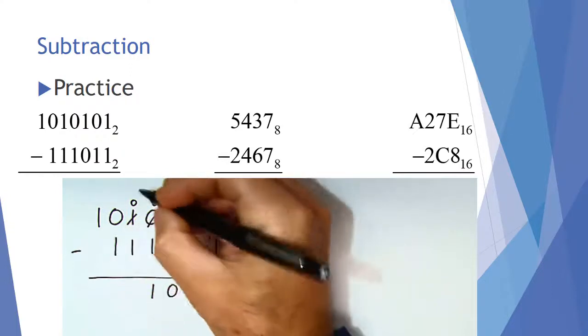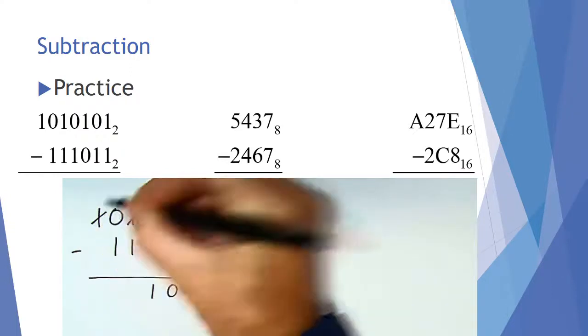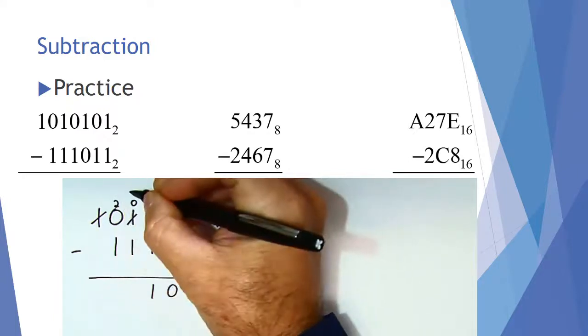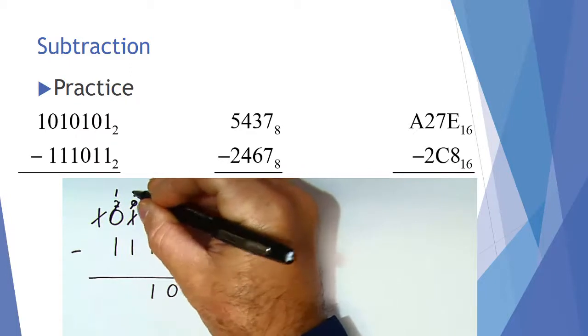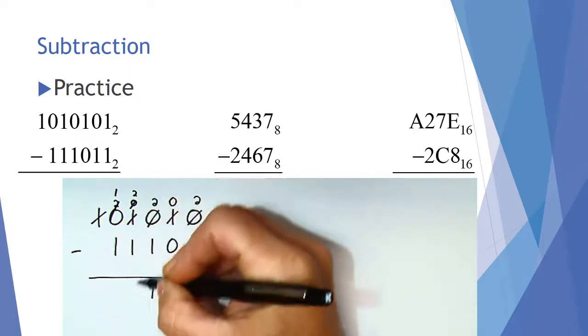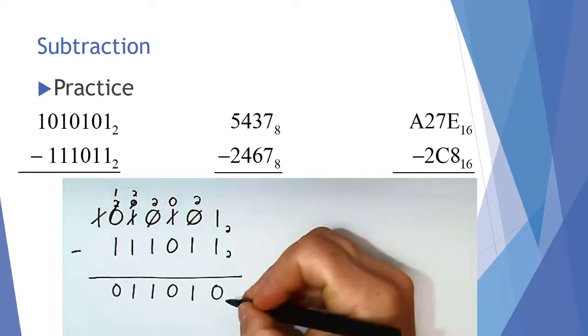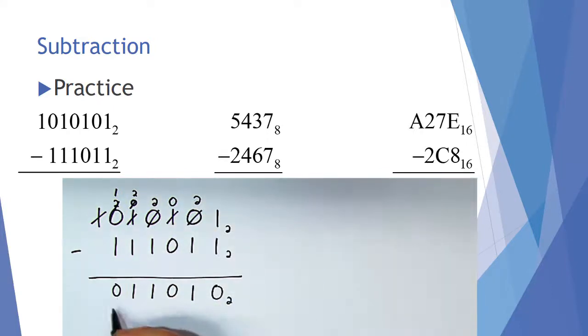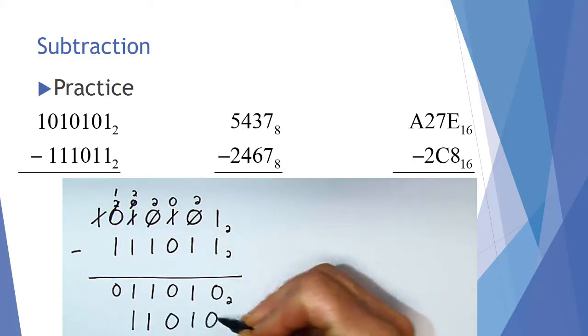0 minus 1, oh, we can't do that. So we go next door. There's nobody there to borrow. Let's take that 1. This becomes a 2. But that 2 immediately becomes a 1, so that this can become a 2. 2 minus 1 is 1. 1 minus 1 is 0. And there's our result. That leading 0 isn't necessary, so we could also write that as 1, 1, 0, 1, 0, base 2.